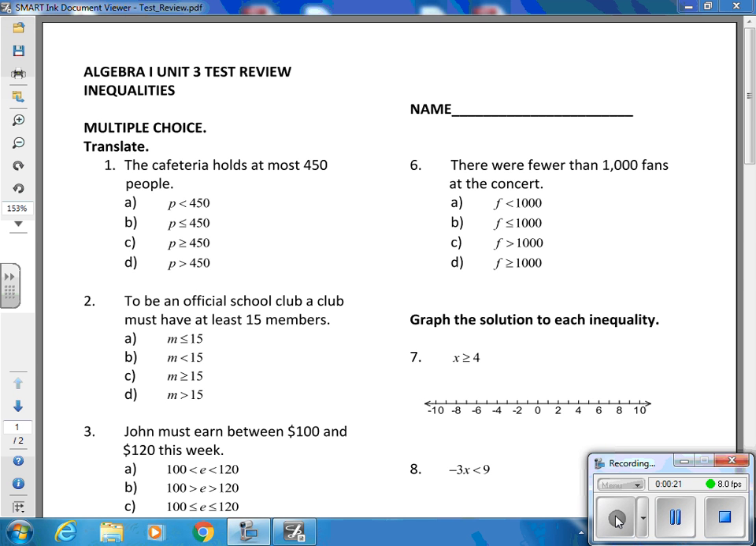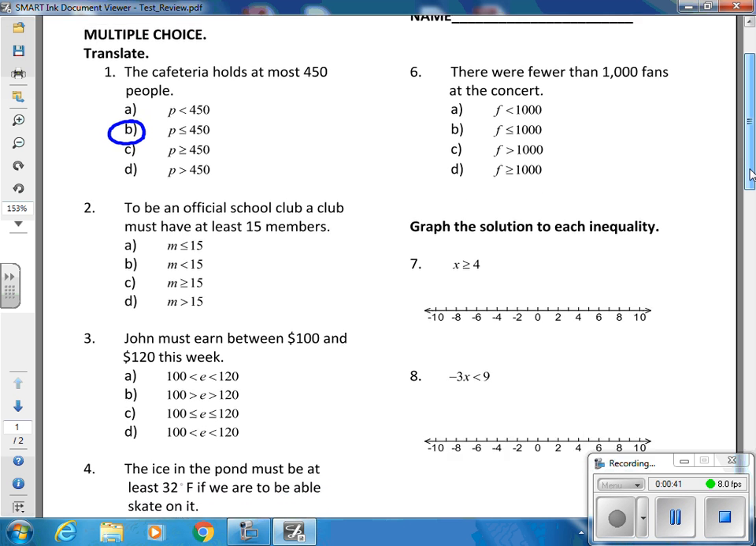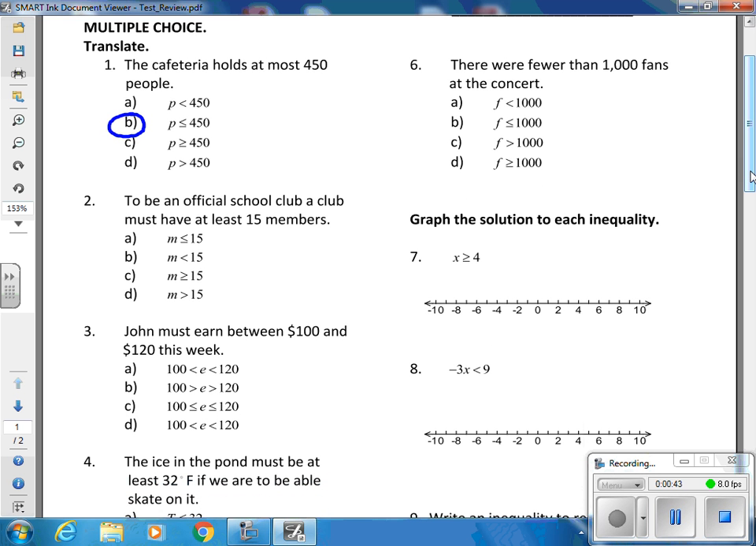So for number one, the cafeteria holds at most 450 people. What that means is it can't hold over 450. It's 450 or fewer, right? So that would be the less than or equal to sign. So the best answer choice would be letter B. Right. For number two, to be an official school club, a club must have at least 15 members. That means 15 members or more. So the symbol that goes along with that would be greater than or equal to. So that would be letter C.